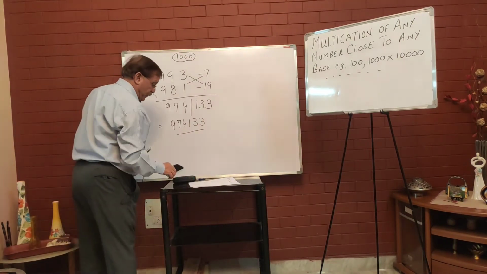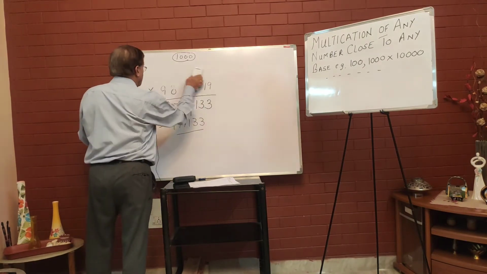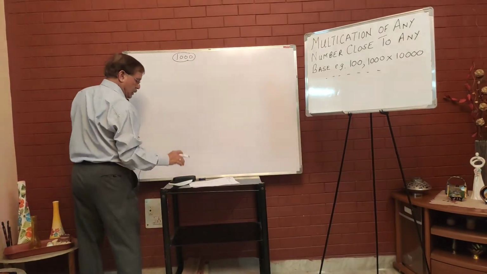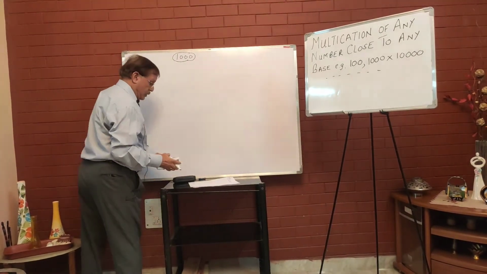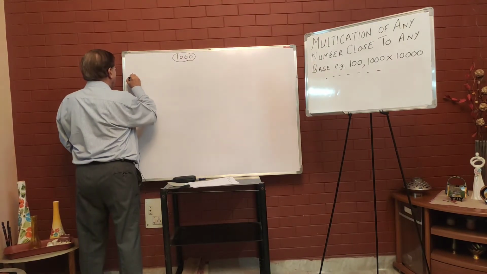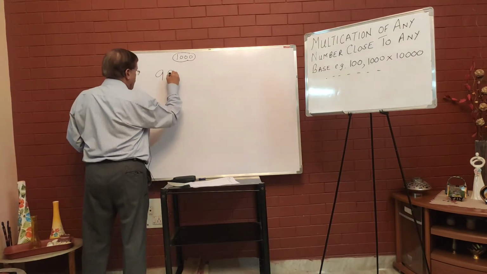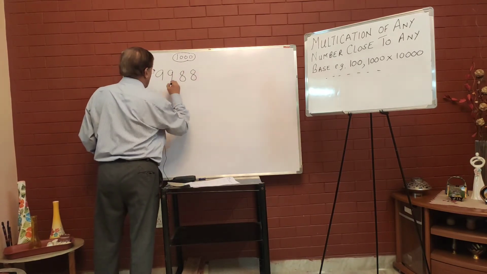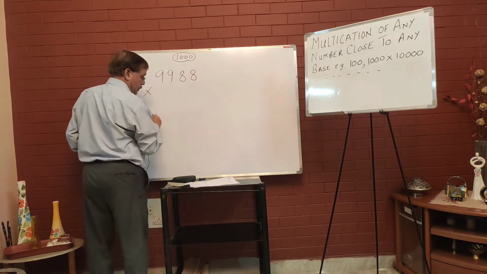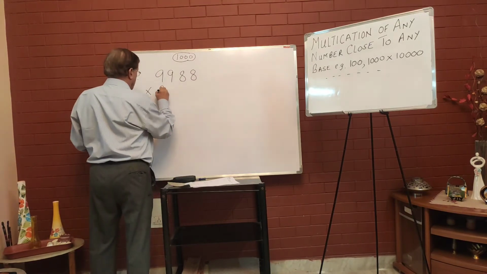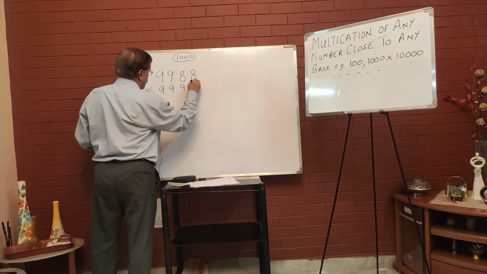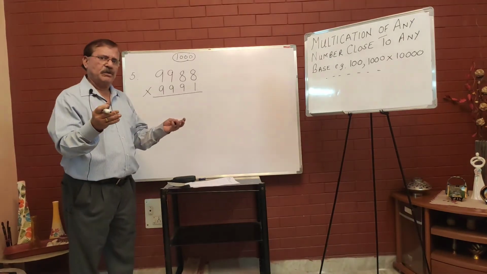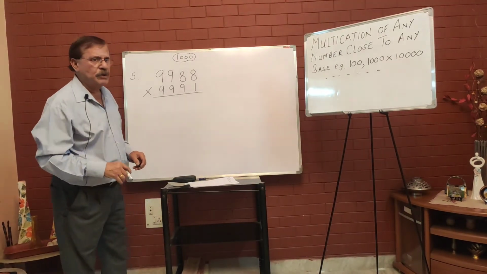Alright. And finally we get the last question. The last question, that is the fifth question. 9988 multiplied by 9991. I am taking just random numbers. You can also take random numbers and keep up your practice on your own.